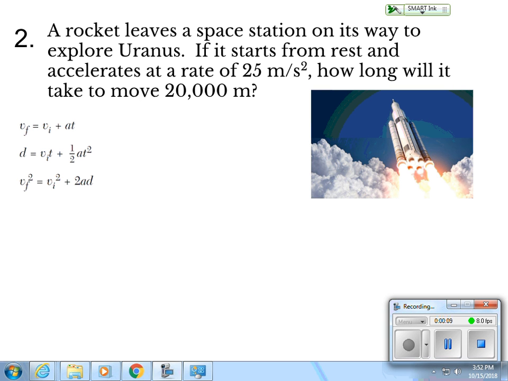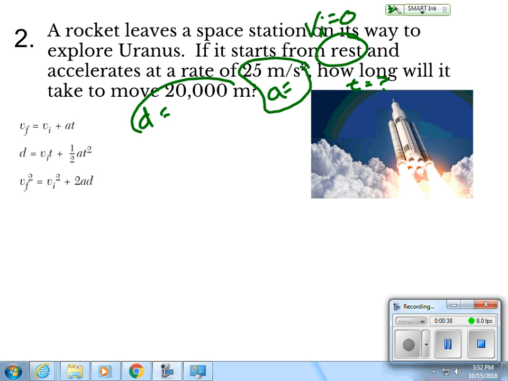A rocket leaves a space station on its way to explore Uranus. If it starts from rest, V initial is 0, and accelerates at a rate of 25 meters per second squared, there's my A. How long will it take, so that's my time, T is question mark, to move a distance of 20,000 meters?